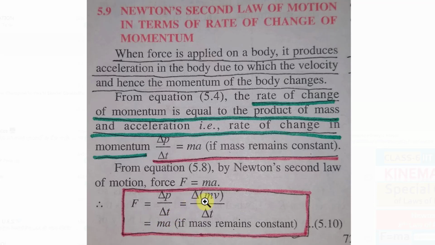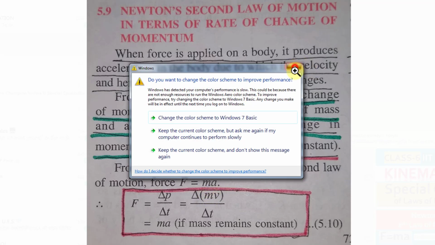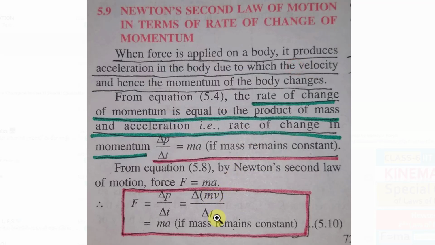So here m will come in front, delta v by delta t. Delta v by delta t is equal to acceleration. What is acceleration? Rate of change of velocity with time. So if m is constant, mass is constant, then delta mv is equal to what? m delta v. Okay, are you understanding?